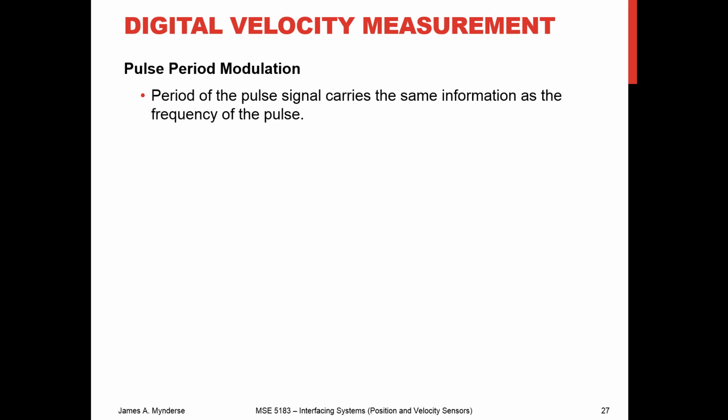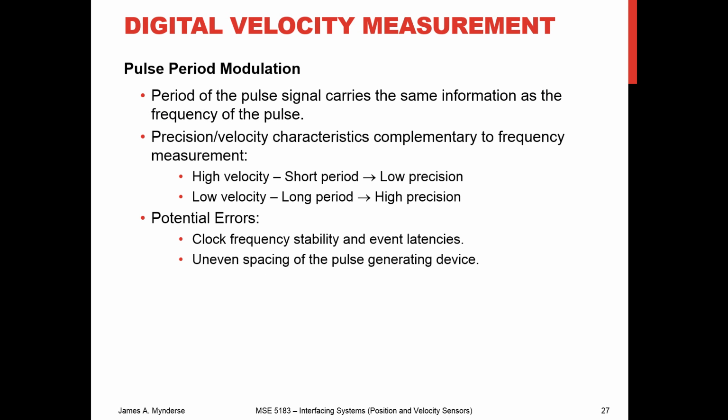And so that one is going to be called pulse period modulation. So we mentioned pulse frequency modulation. Pulse period modulation is exactly what you think. We're going to look at the length of time between pulses. And so if we have a low velocity, then we've got a really long period, so we get a lot of counts of time, a lot of counts of our clock signal, which will take us back to our high precision. And so now you can see right away that the pulse frequency modulation is better at high speed. The pulse period modulation is better at low speed.